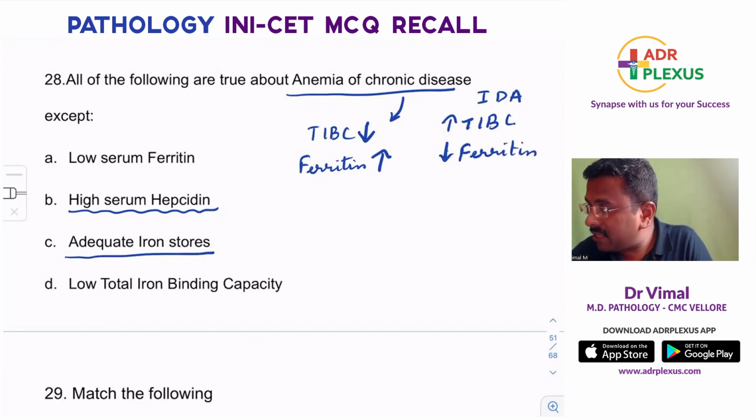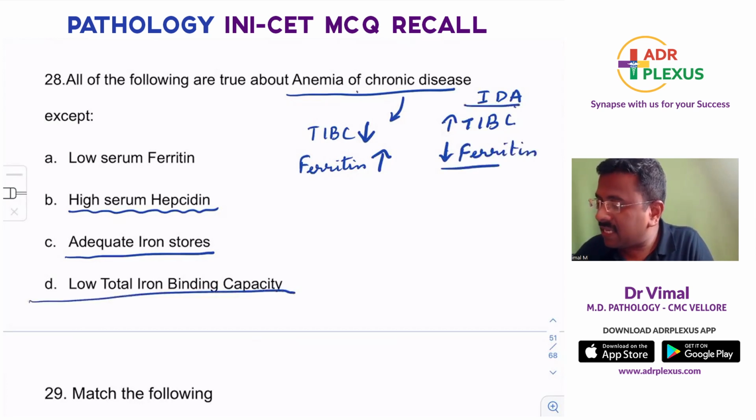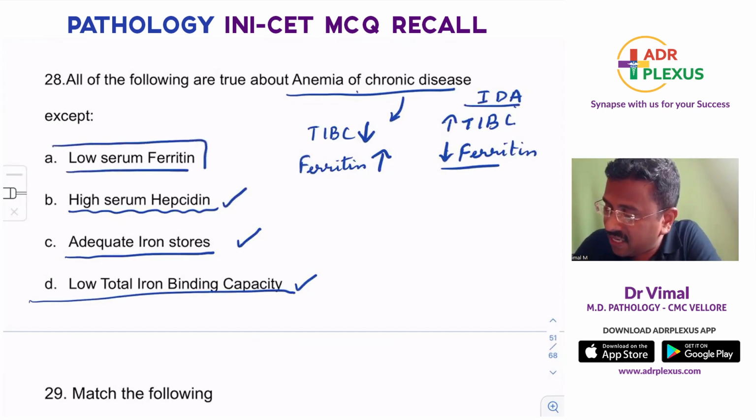So coming back to our options, in anemia of chronic disease, total iron binding capacity will be low. So this is the correct option. Iron stores will be adequate. High serum levels of hepcidin will be there. And usually ferritin levels will be high in anemia of chronic disease and it will not be low. So this is the option we have to choose.